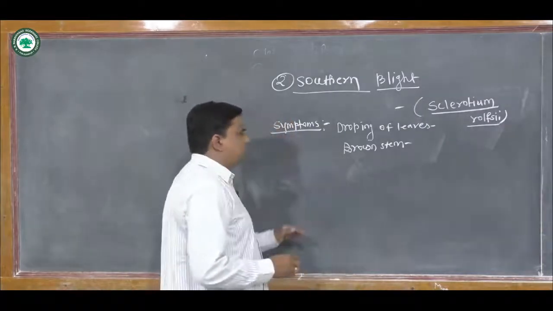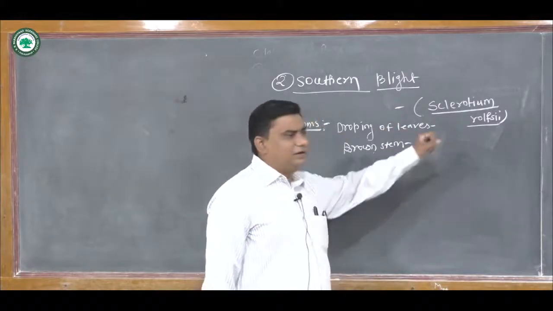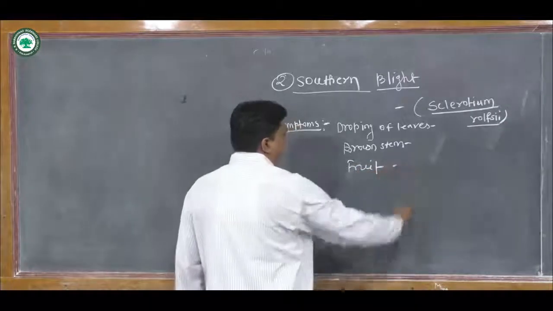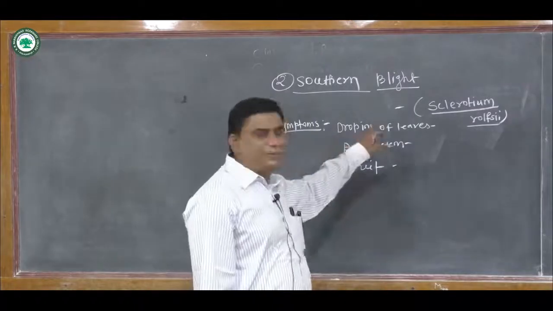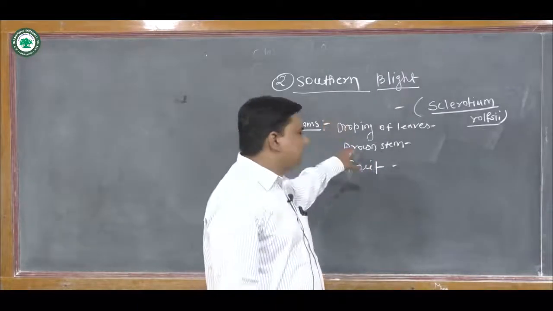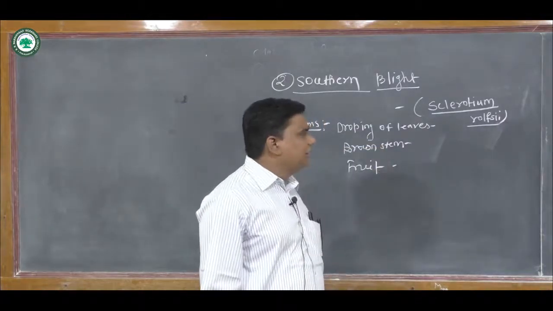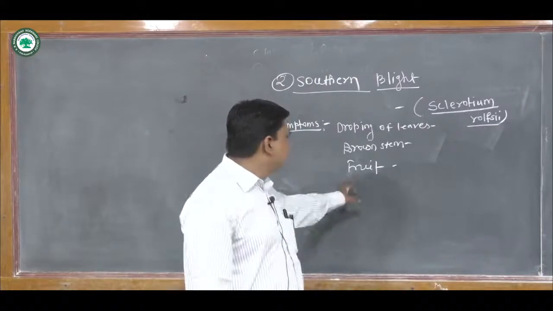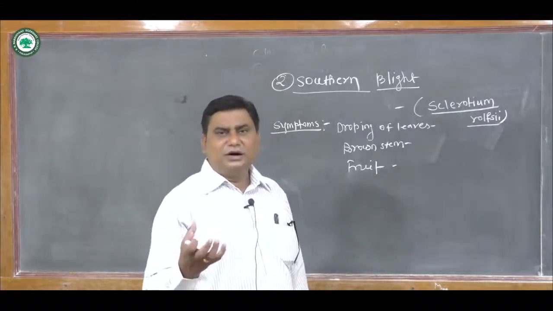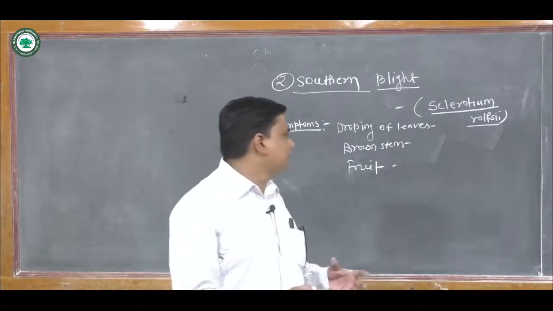Then the fungus, Sclerotium rolfsii, can also attack the fruit. Means here there is dropping of leaves, brown color spots on the stem, dry rot developing near the soil line, and then the fungus also attacks the fruit where it touches the soil. Suppose the fruit touches the soil, the fungus also attacks that fruit.